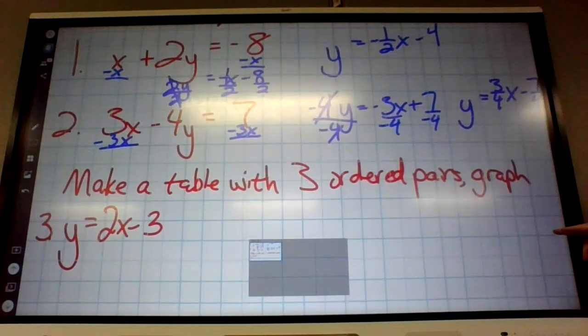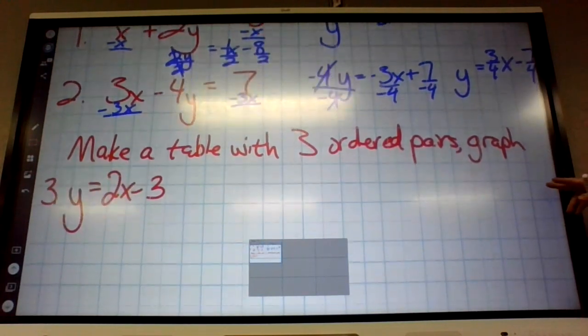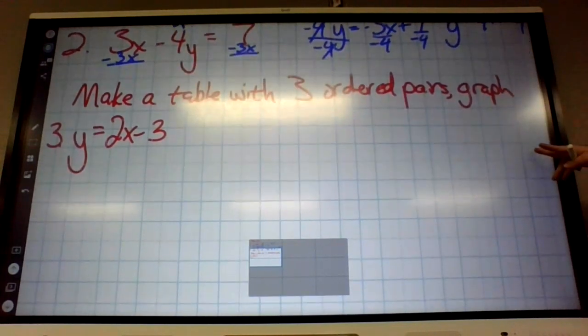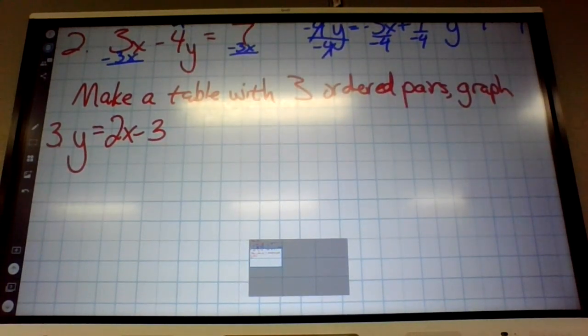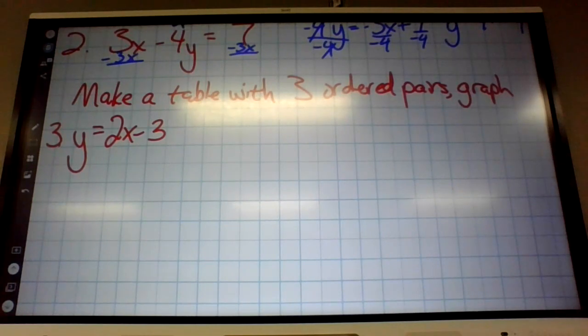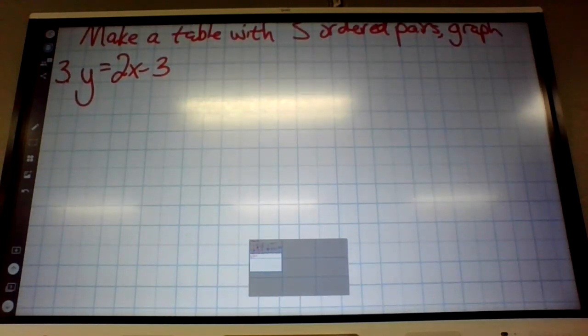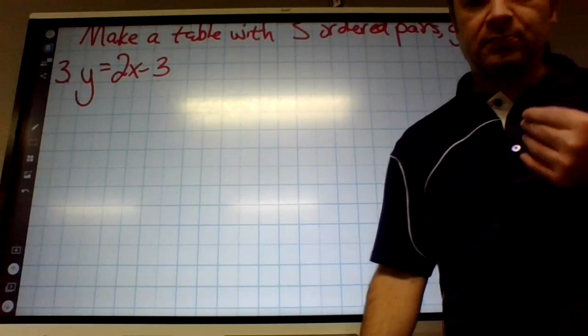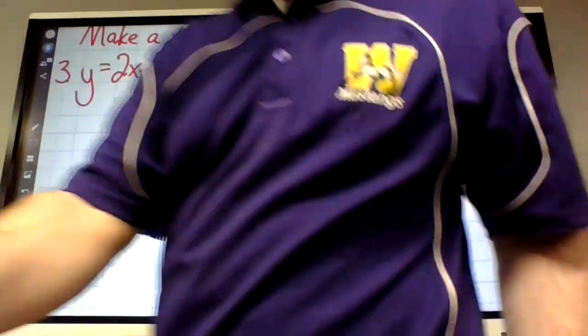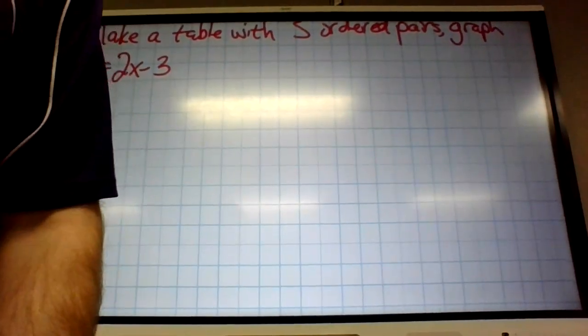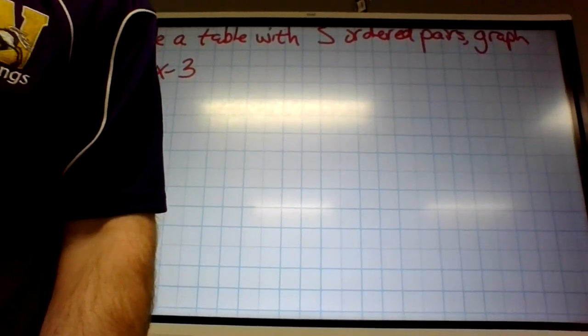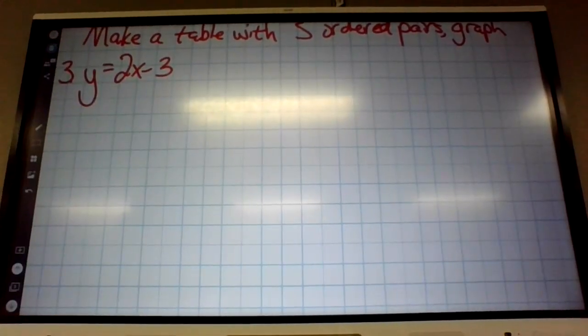Number 3 was like the first lesson we did this chapter. But we also did that stuff last chapter. I don't know if you guys remember it. Make a table and graph. Most of this chapter we've been doing slope and y-intercept, but do you guys remember how to make a table and graph? Should take you like 30 seconds.